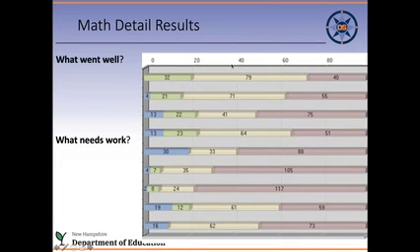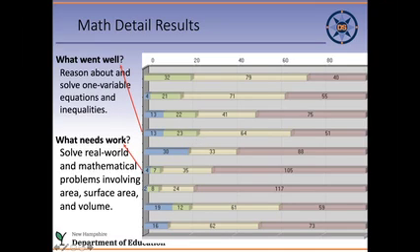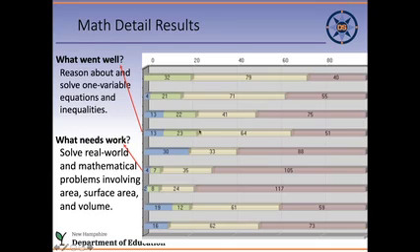I don't have a clock, so I don't know exactly what time it is, but I think we have about 10 more minutes. So you want to look at this: what went well, what needs work. This went well. This did not go well. So that's what I would work on, the one that didn't go well, or the one that went well if you want to make it go better. This is the highest one, but it certainly could go higher.